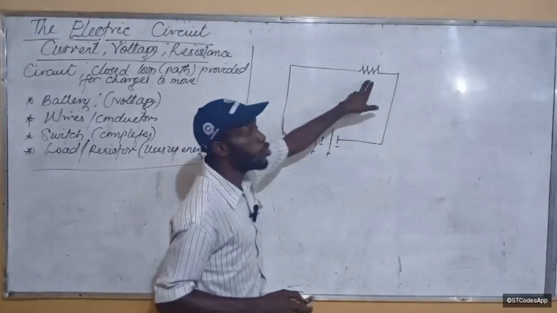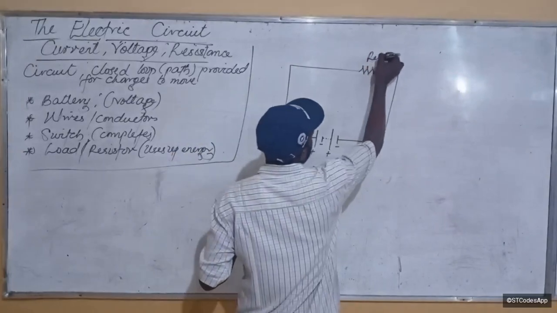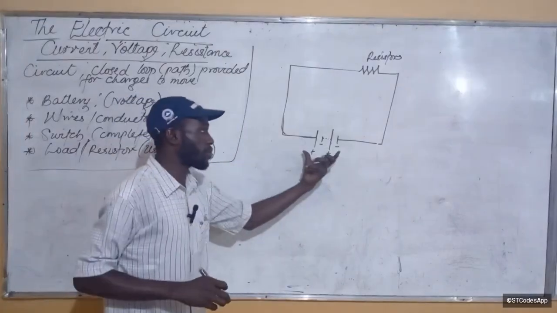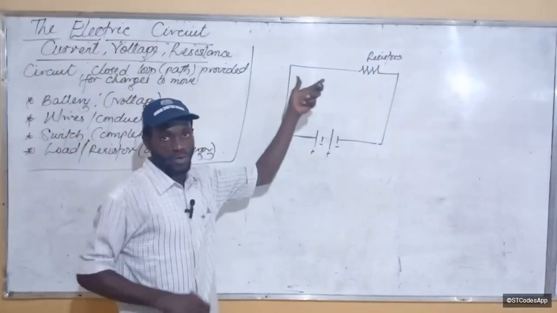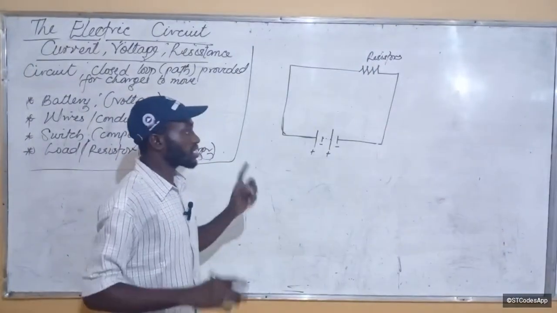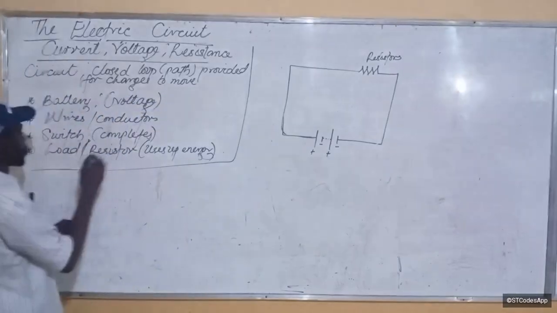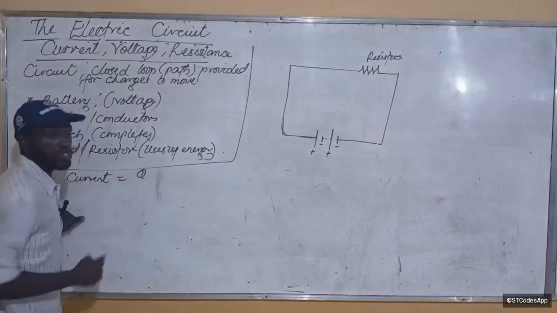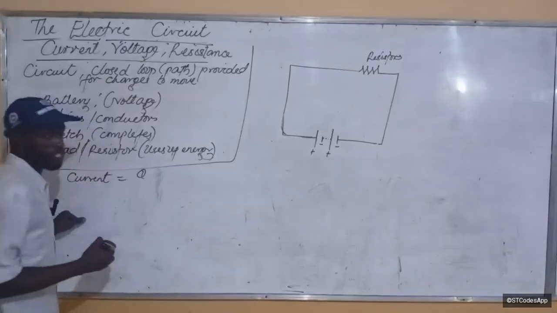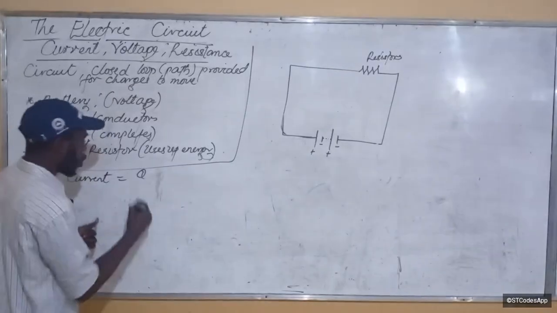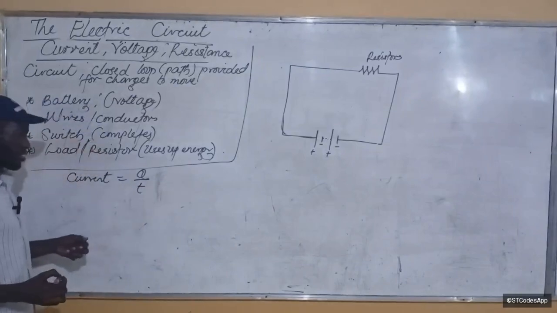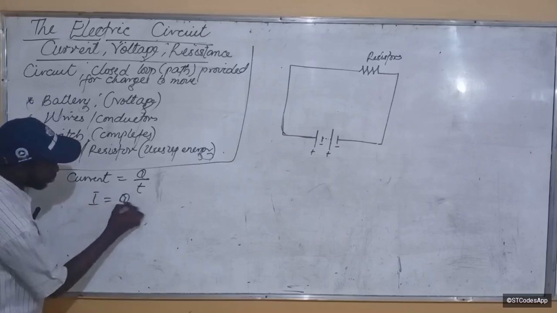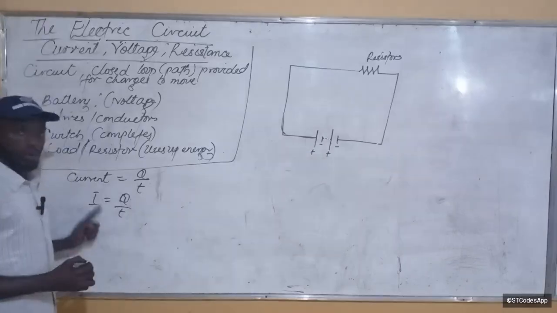Then there is a load here, which in this case is a resistor. What happens is that the battery supplies energy for current to flow through this circuit. Now, the current that is flowing, what is current? Current is the rate of flow of charge, or charge flowing per unit time. Is that clear? So current is represented by I. We say I is equal to what? Q over T.